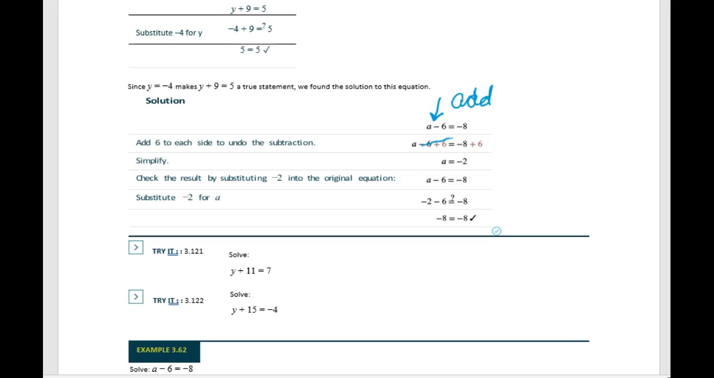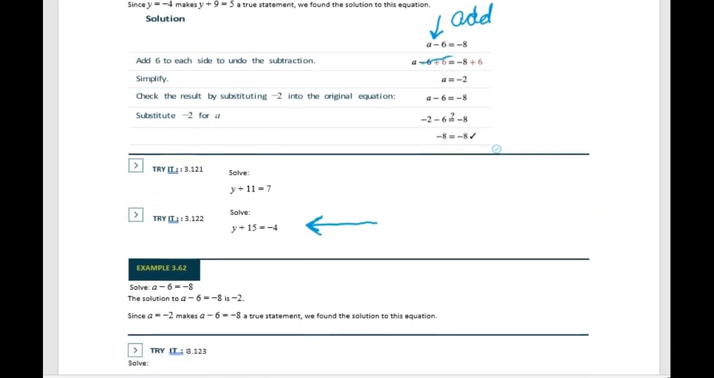Here you see a couple that you can try. Here's the one that I want you to try right now. What do you get that y equals right here?